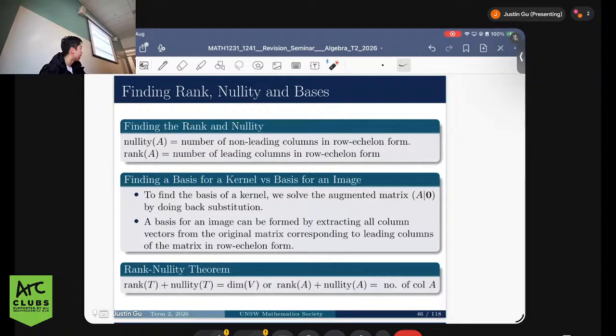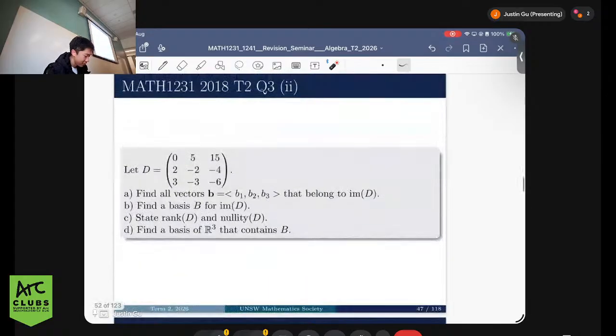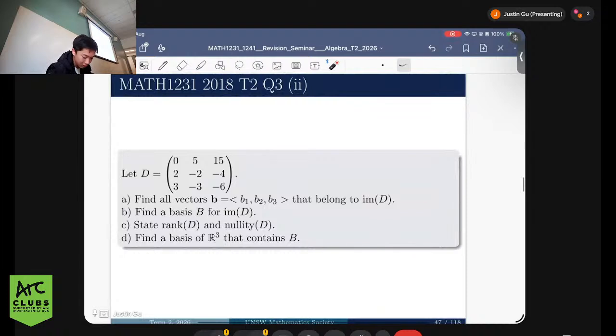Any questions with rank, nullity, images, all of these? No? Okay, have a go at this question. I think this is the last question. I'll give you guys 3 minutes.